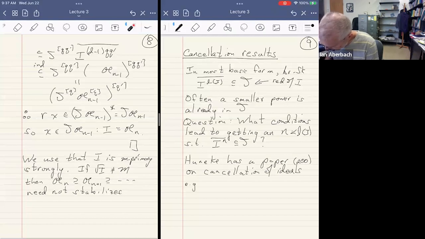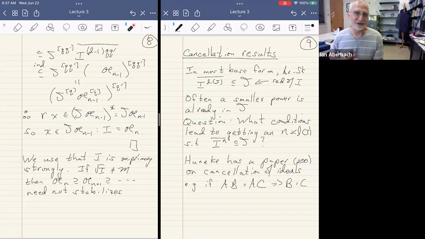For example, if A times B is equal to A times C, that implies B equals C. That's usually very false for ideals. For my linear algebra students, it's always true for matrices, no matter what, I've learned, but it's generally not true for ideals. But he came up with some nice criteria for when this really does work.